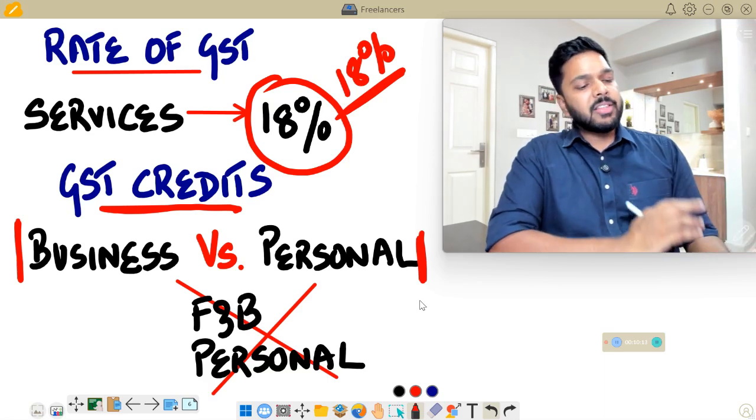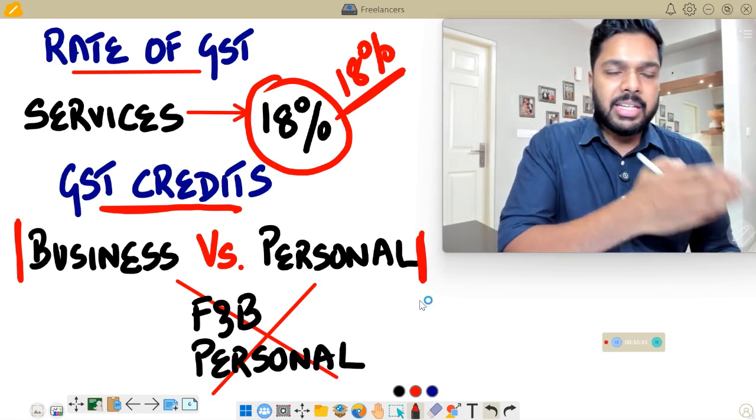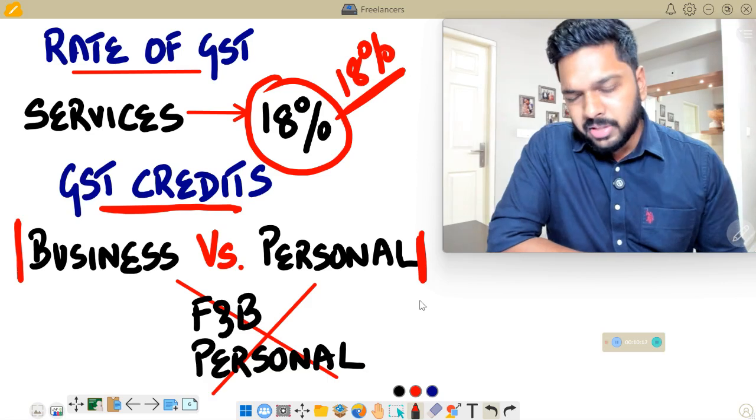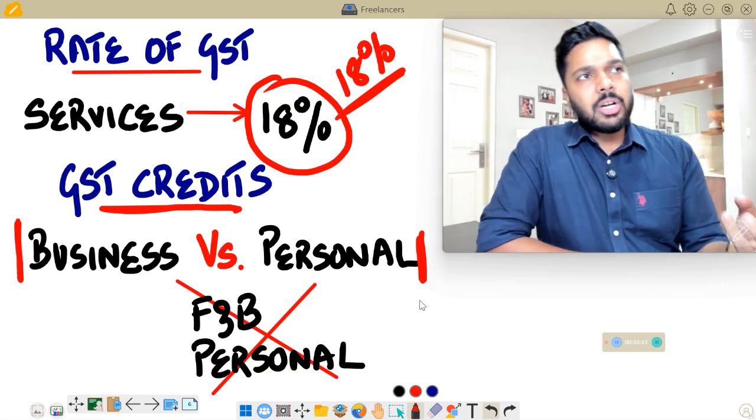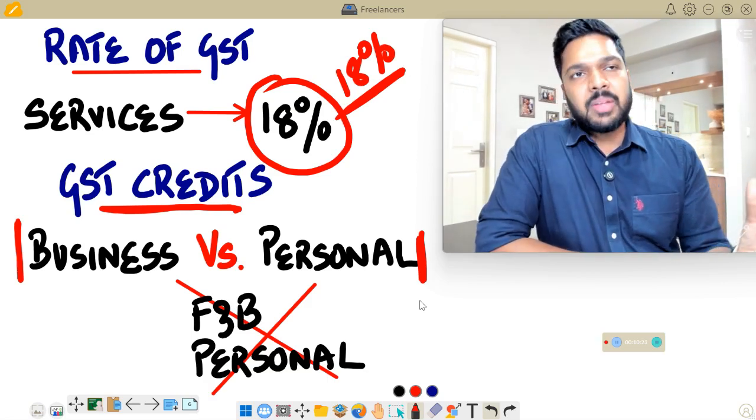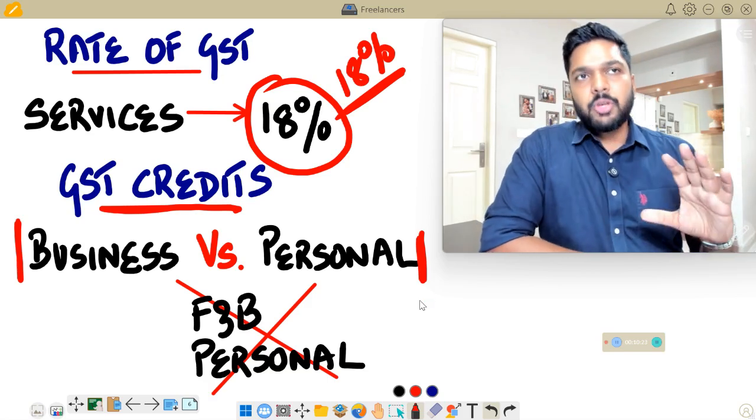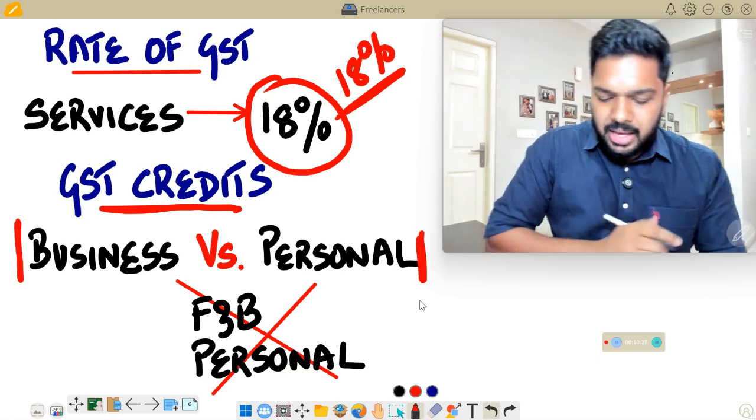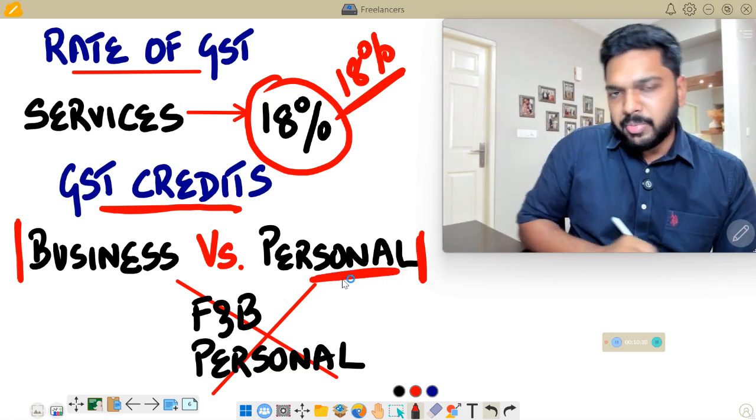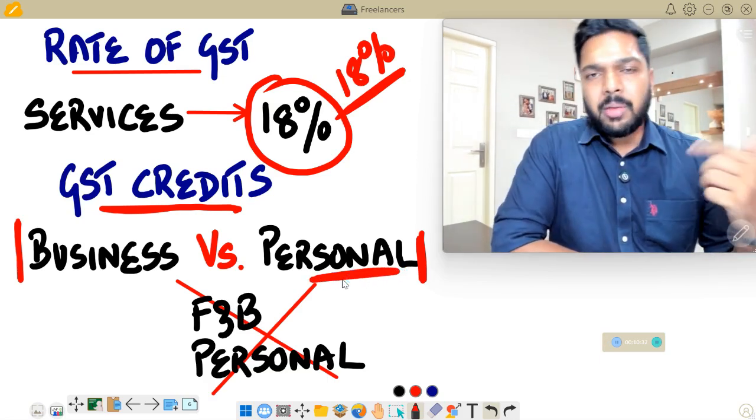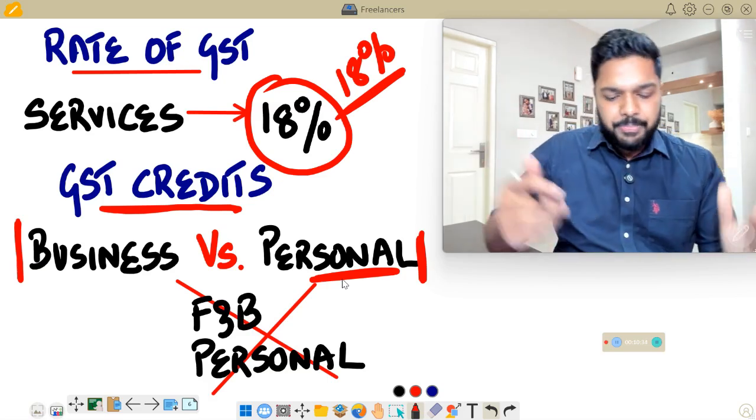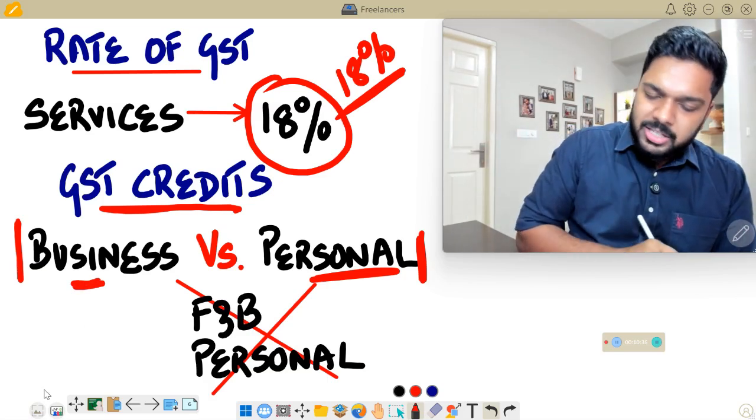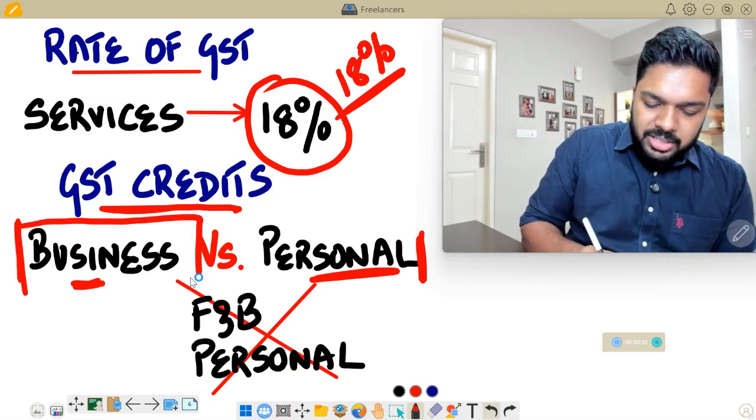So if you are a freelancer providing consulting services, legal services, interior decoration, architectural services, whatever, find out what are my expenses for my business and what are the expenses for my personal needs. If you're walking into a grocery store and buying provisions for your daily living, that exclusively becomes a personal expense. But if you're going to a store and buying a laptop or some kind of stationery which you use for your service business, you can classify that as a business expense.